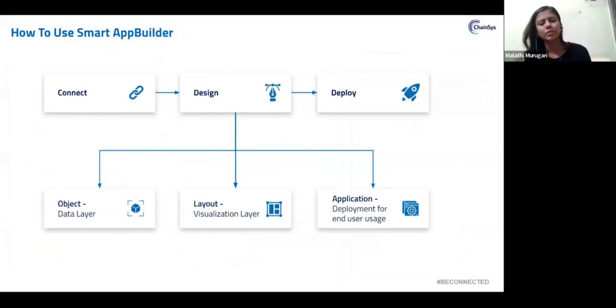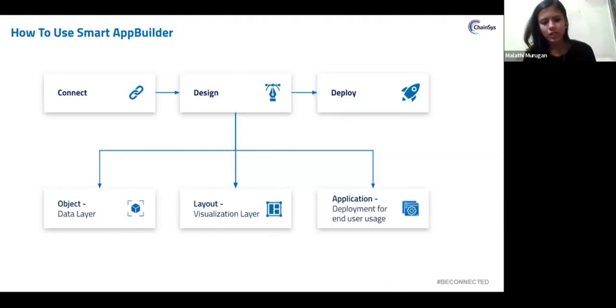So how to use Smart App Builder? Here we have connect, design, deploy. Here we mainly focus on the design creation. To create any flawless application, these are the three main processes to be followed. The first one is object creation. Object creation mainly helps the data layer for any application, which includes various field types and features.